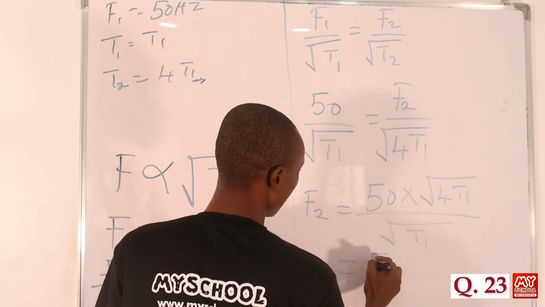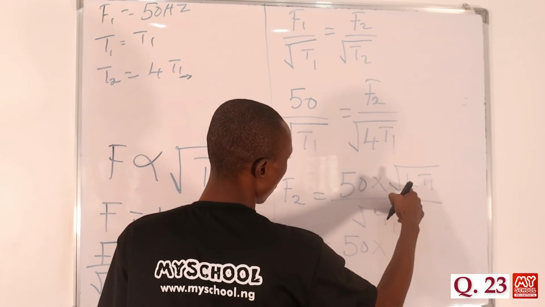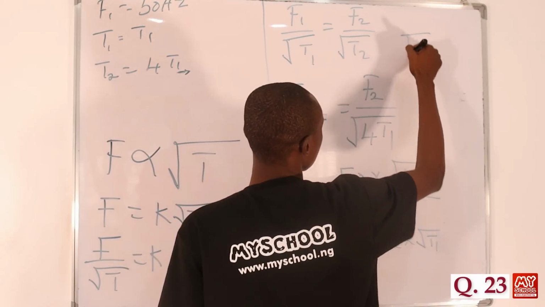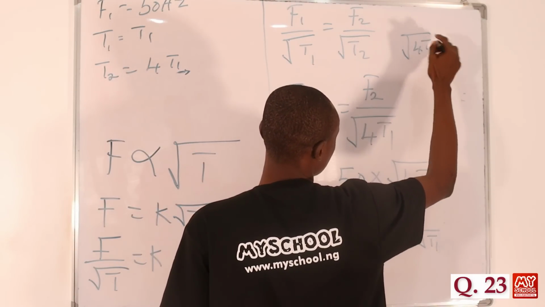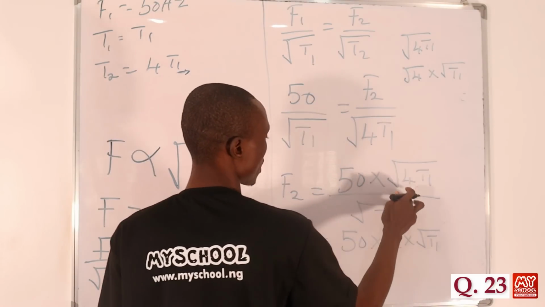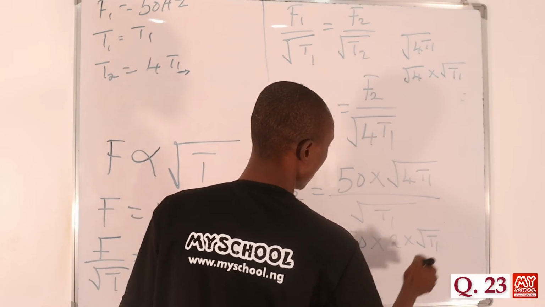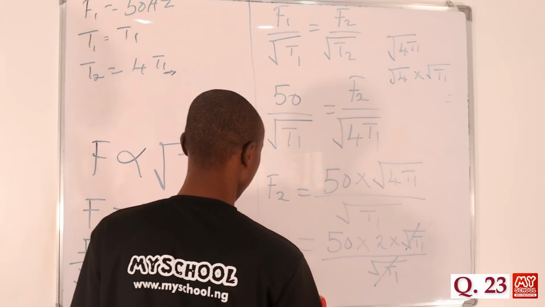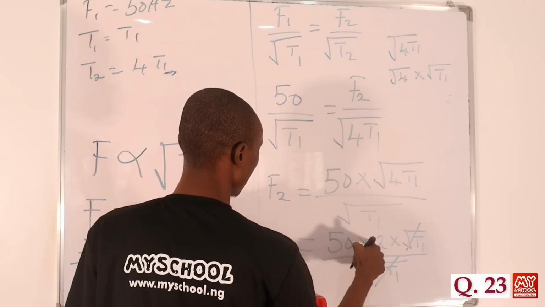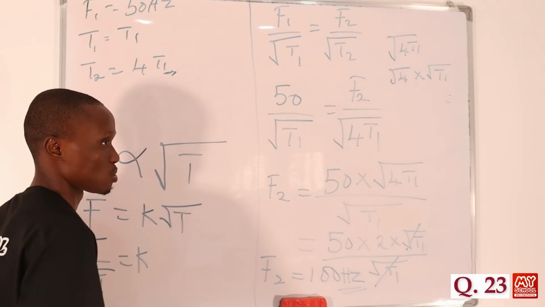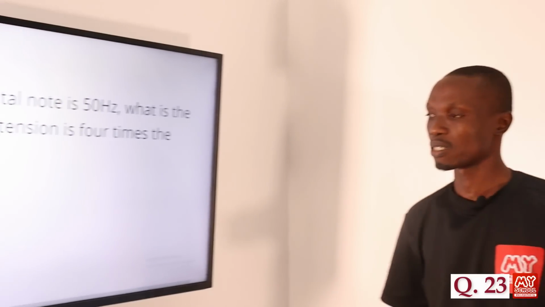So this becomes 50 times root 4, which is the same thing as 2, times root T1. If we have root 4T1, it is still the same thing as root 4 times root T1, and that's exactly what I did here, divided by root T1. The root T1 cancels out, and the new frequency becomes 50 times 2, which equals 100 Hertz. Let's return back to the screen to pick the correct answer to this question, and that is option B, 100 Hertz.